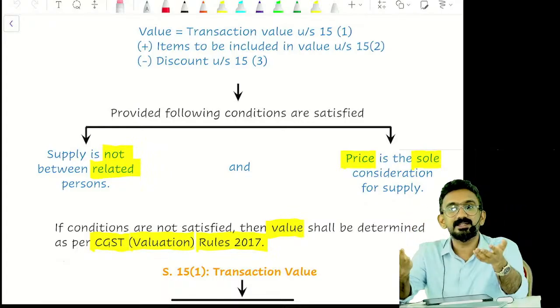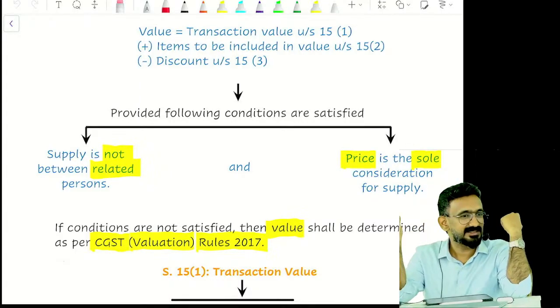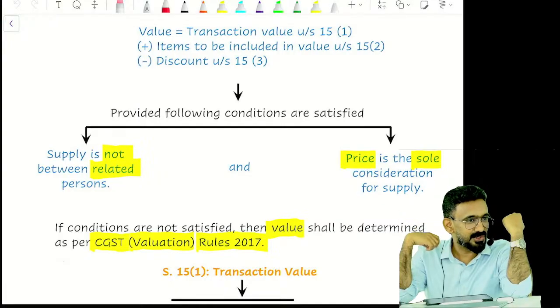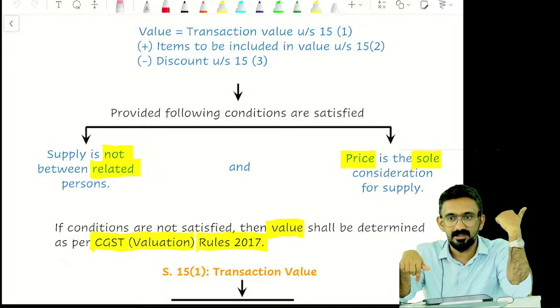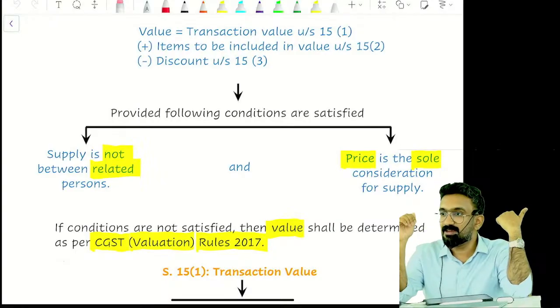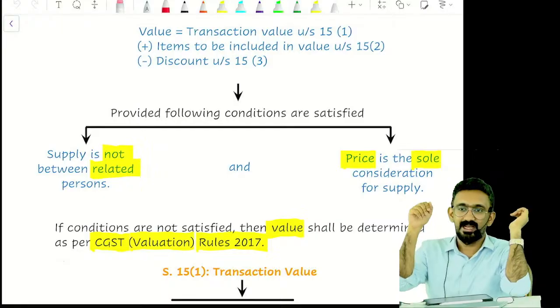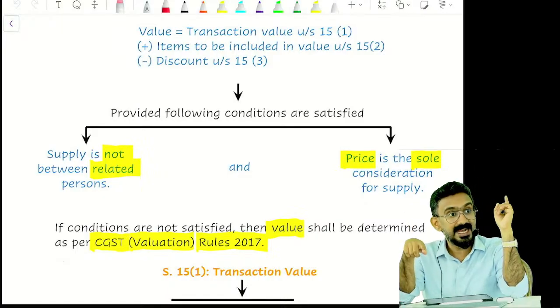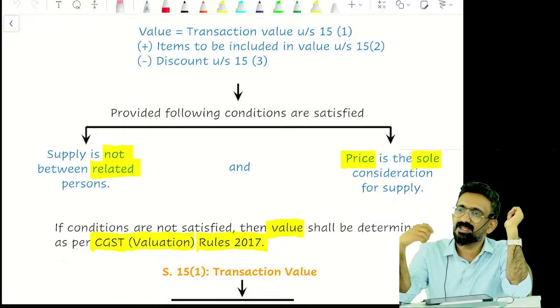Understanding? But at CA Inter level, we know that conditions are by default satisfied. They'll give you questions for that only, section 15 computation. What will be our method of computation in CA Inter? They'll give you items to be included, not to be included, discount and all that, and ask you to compute what is the taxable value for applying GST. Sometimes tax also.